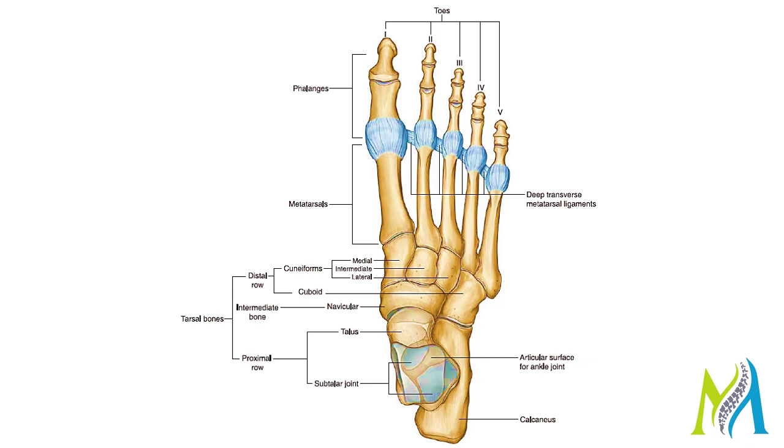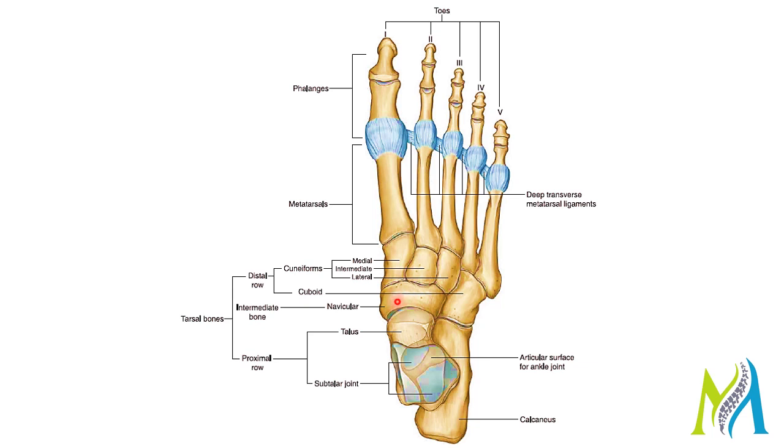Now the foot consists of tarsal bones, and you can see the tarsal bones here. We have 7 tarsal bones, which are organized in 2 rows. So we have the talus, which is mainly concerned with the ankle joint. There is an articular surface for the ankle joint, and then inferiorly we have the calcaneus. The calcaneus is the bone you stand on, the heel bone.